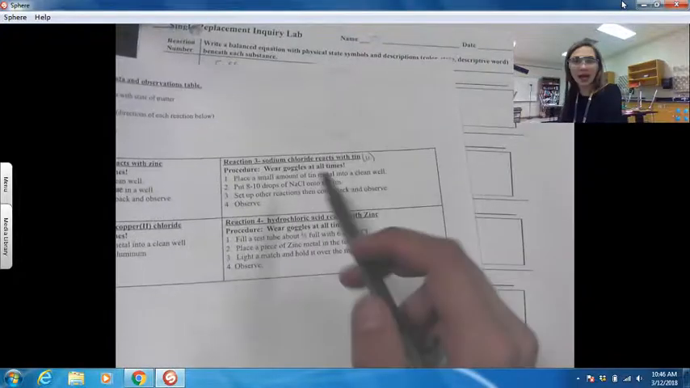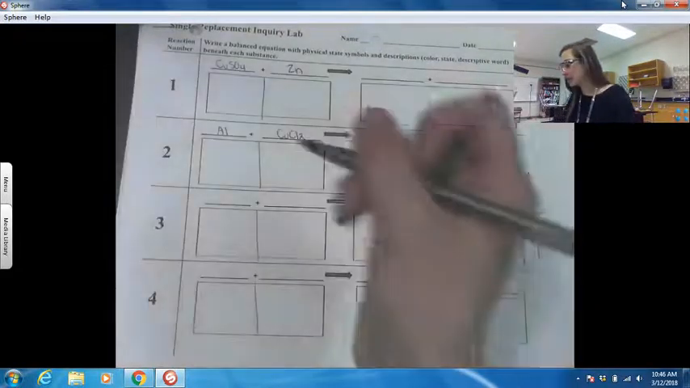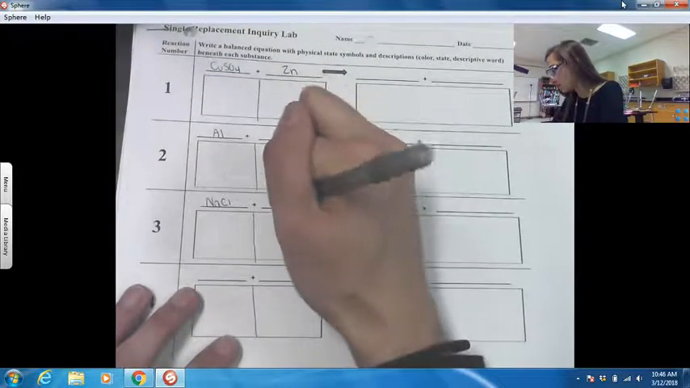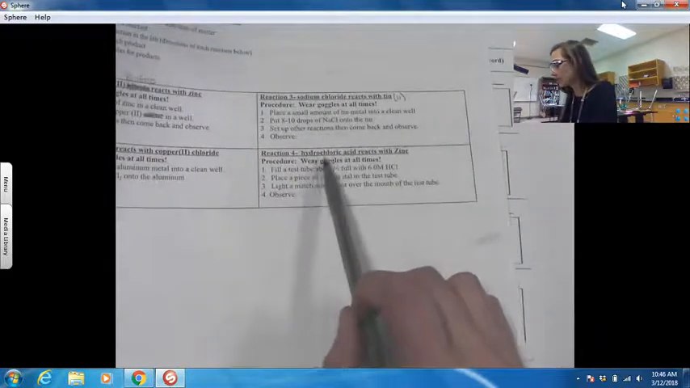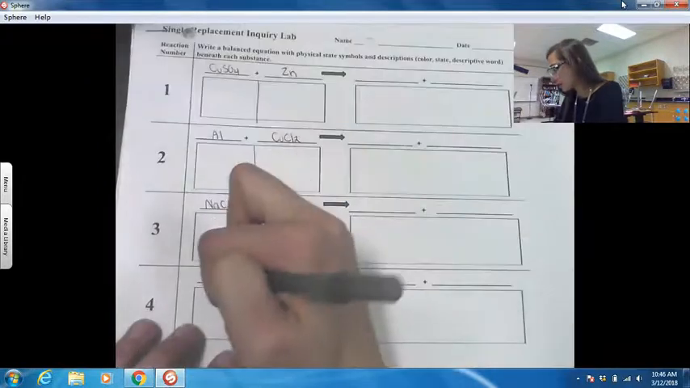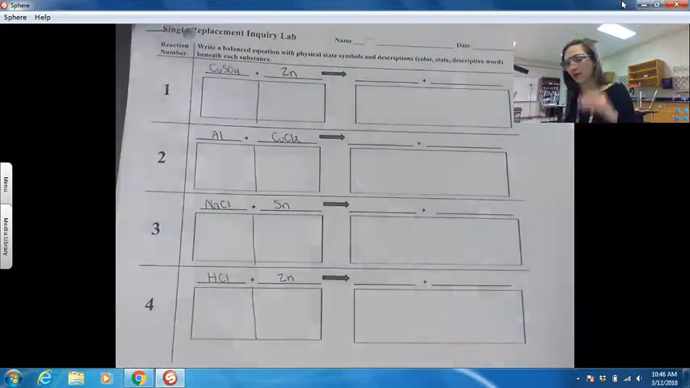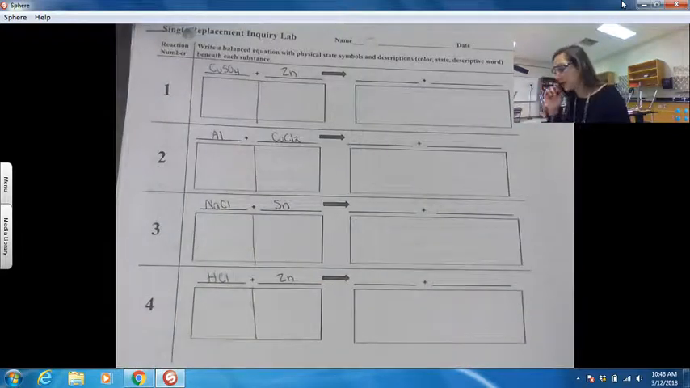Then we have sodium chloride reacts with tin. So we have NaCl with tin. And then reaction 4 says hydrochloric acid reacts with zinc. So we know hydrochloric acid is HCl, and then we have zinc. So the next one says describe each reactant.